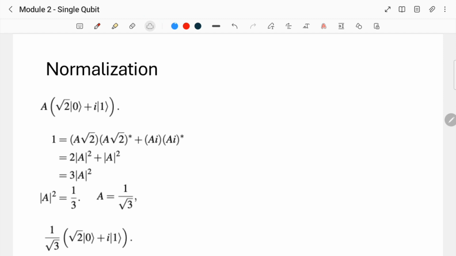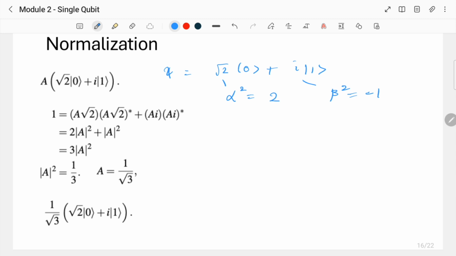Okay, here's the important part. Here's our state: psi equals root 2 |0> plus iota |1>. Now this is not normalized. What we mean by normalization, as we looked earlier: this is alpha squared equals 2 and this is beta squared. And now if we consider the total probability, which is alpha squared plus beta squared, which is 2 plus 1 equals 3, but we know it should be 1.